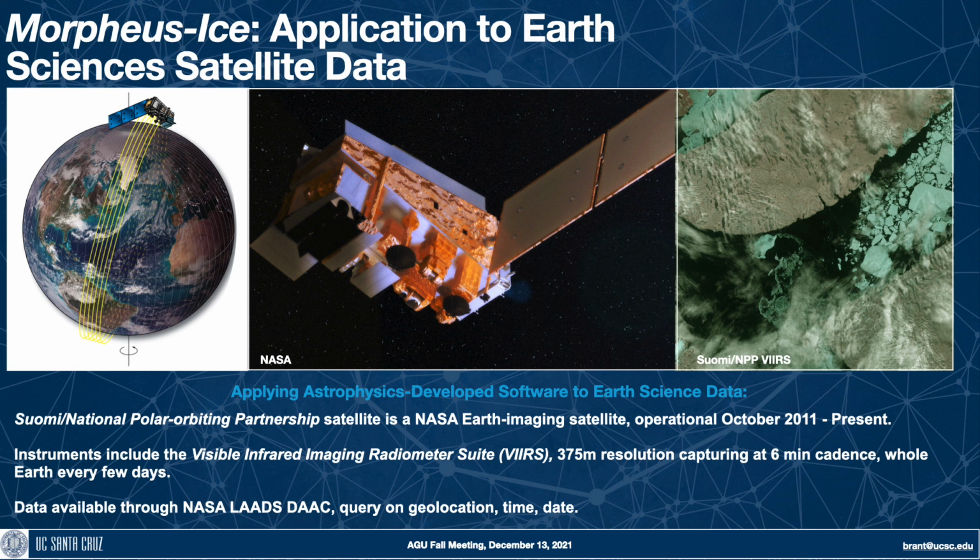Since Morpheus works on images of any kind that have available classifications for training, we can apply Morpheus to Earth satellite imagery. In this application, we apply Morpheus to classify features in the Suomi National Polar Orbiting Partnership satellite. Suomi NPP includes the Visible Infrared Imaging Radiometer Suite, VIIRS for short, that provides 375-meter resolution images of Earth at 6 minutes cadence, surveying the whole Earth every few days. Data for VIIRS is publicly available through the NASA Data Archives, allowing for open analysis of the datasets.